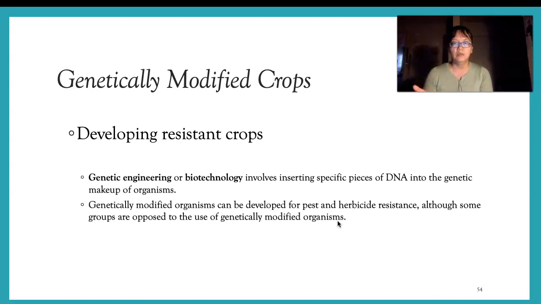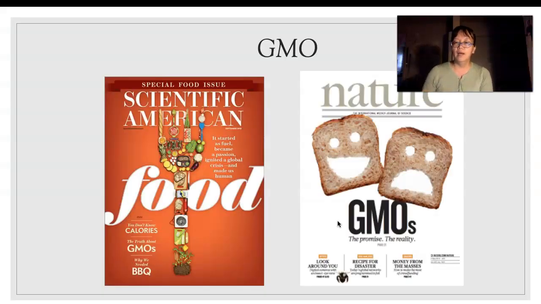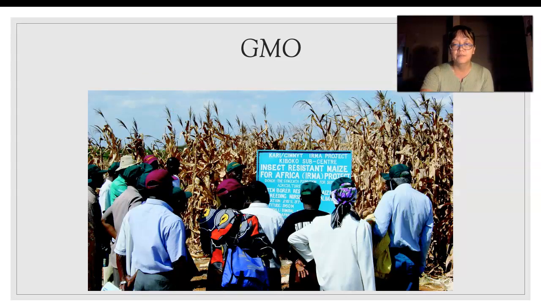And the genetically modified organism can be developed for pest and herbicide resistance, although some groups are opposed to the use of the GMO. So GMO has a lot of benefits, mainly because of the increasing population and demands on the food. But it has a downside. A lot of people are concerned about the safety of the GMO. Ten to twenty years ago, this was a very hot topic.